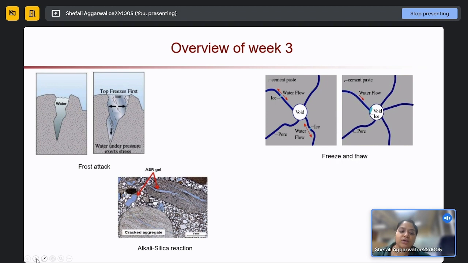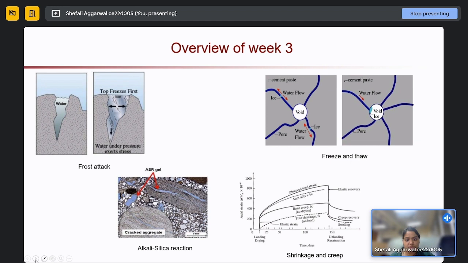Somebody asked a question about alkali silica reaction: there is silica present in the cement as well, so why is ASR not happening in the cement? Because silica is present in the cement, but not the alkalis. Alkalis are formed mostly after cement hydration, and by that time all the silica is already consumed to form CSH and other products. So that's why ASR only happens in concrete, after hydration, with the aggregate as the silica medium and alkalis in the concrete.